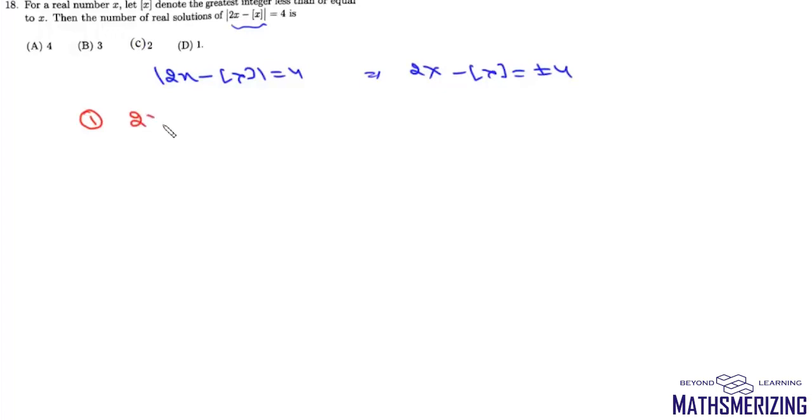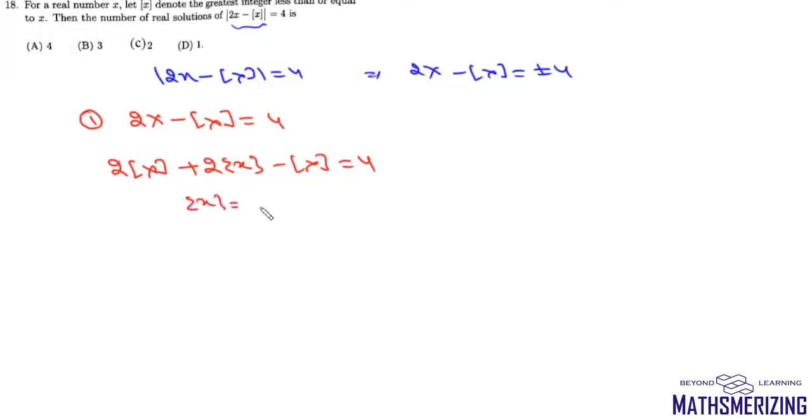When it is plus 4, we get 2x minus greatest integer function of x equal to plus 4. We can write x as greatest integer function of x plus fractional part of x. So it will be 2 times fractional part of x minus greatest integer function of x equal to 4. So from here we get fractional part of x as 4 minus greatest integer function of x divided by 2.